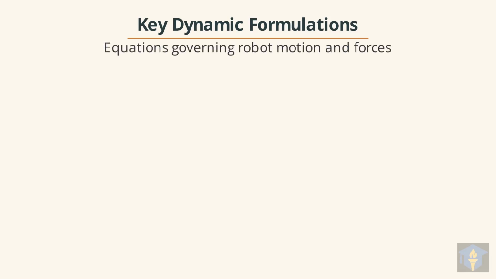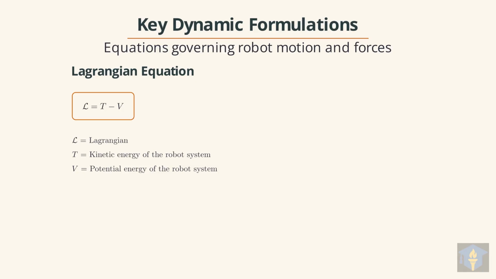These equations help us understand how robots move under various forces and torques that act upon them. Our first dynamic formulation is the Lagrangian equation, a powerful energy-based approach to robot dynamics. The Lagrangian, denoted by script L, is simply the kinetic energy T minus the potential energy V of the robot system. Here, script L represents the Lagrangian itself, a scalar function summarizing the system's dynamics.